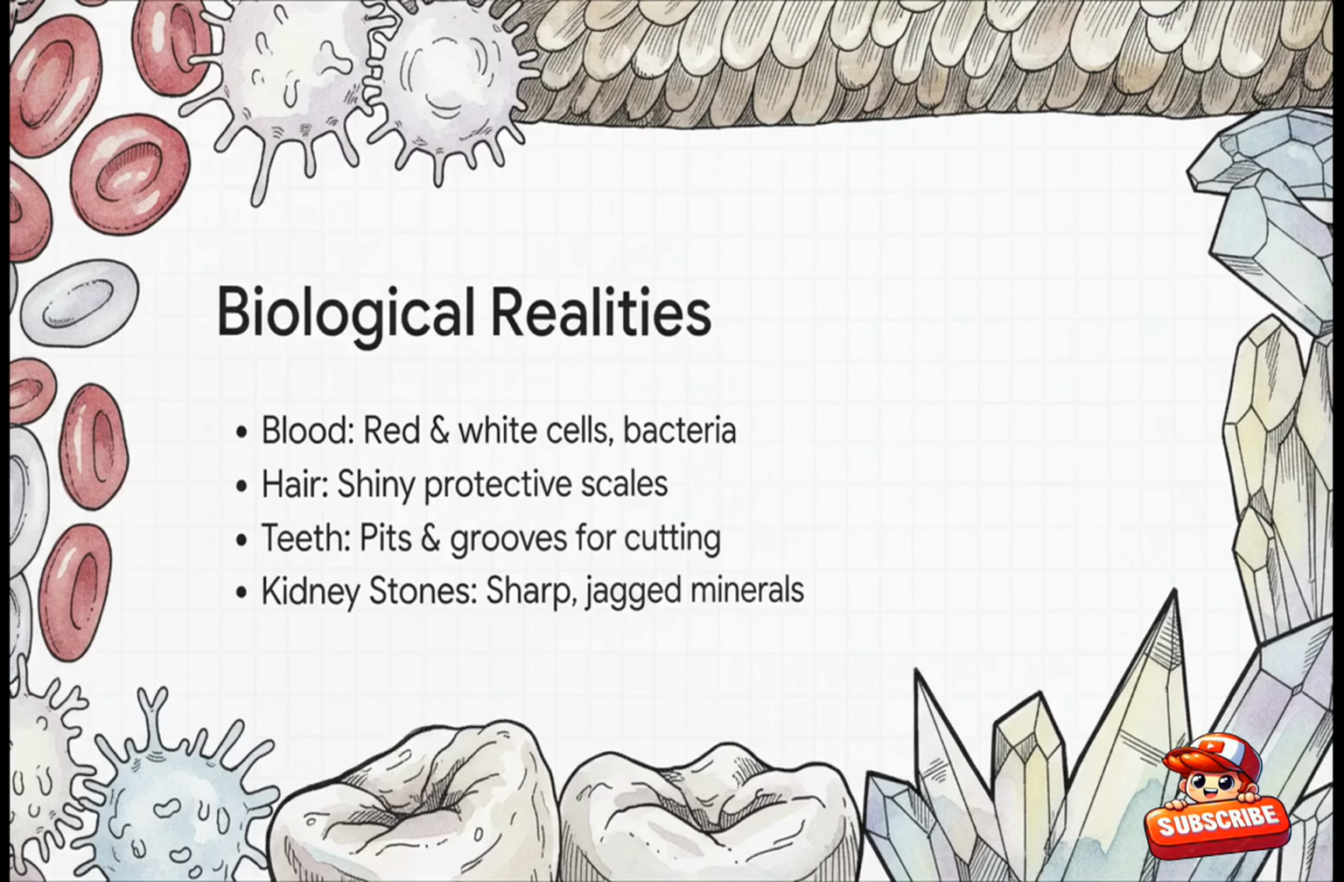Our teeth, which feel so smooth to the tongue, are covered in microscopic pits and grooves that make them incredibly durable for cutting. And, well, if you've ever wondered why kidney stones are so intensely agonizing, the microscopic view reveals the answer. They are composed of incredibly sharp, jagged, knife-like minerals.